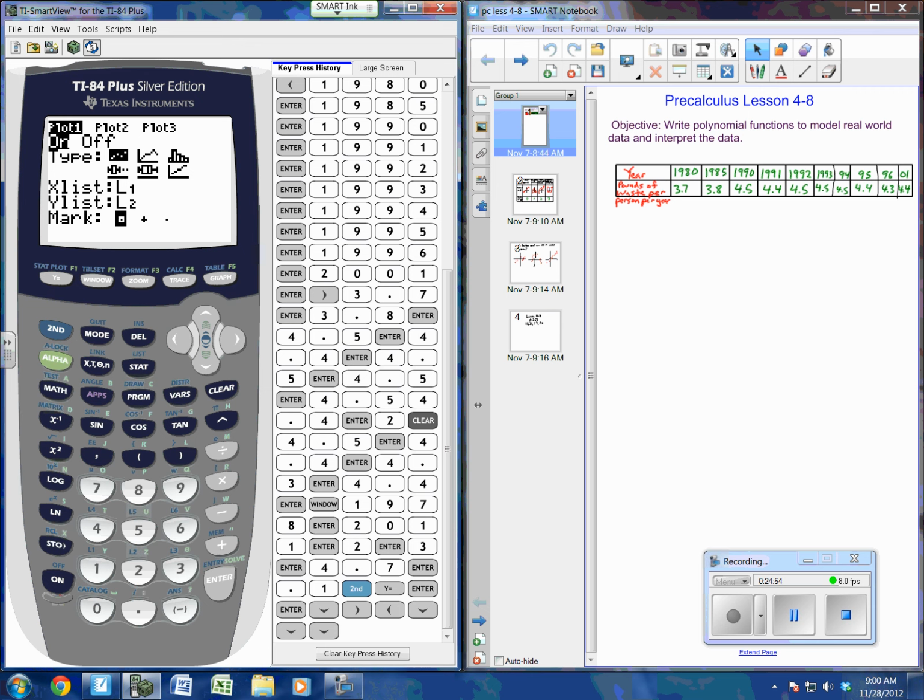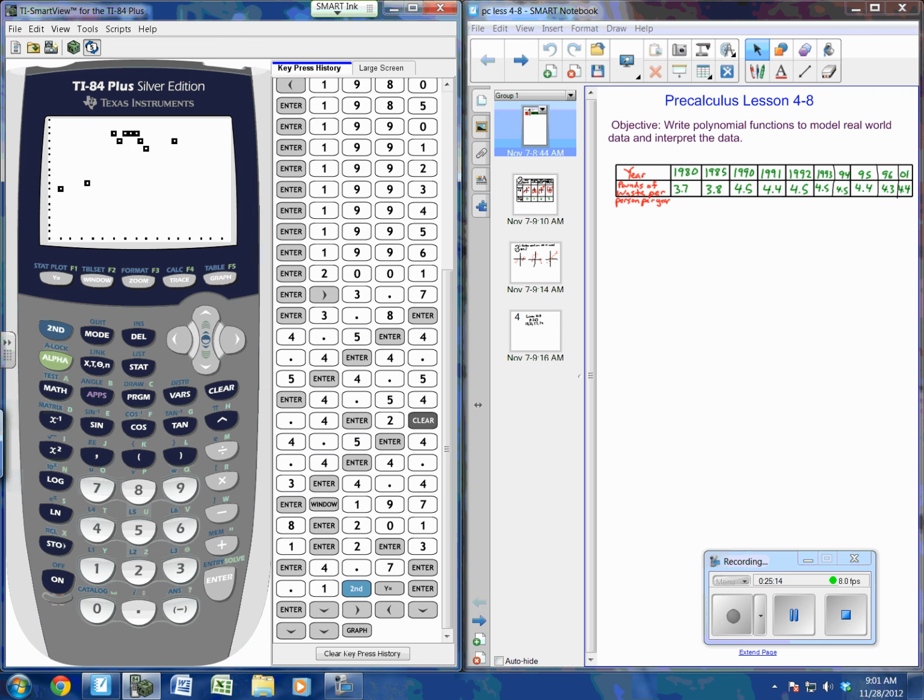All right, and then you have to put a mark. The first mark is the best mark to see. The second mark is the second best to see, and the third mark is hard to see most of the time, so don't use that one. Okay, the mark is the first one. All right, I'm going to hit graph now.